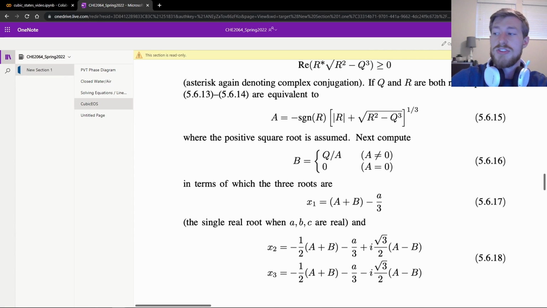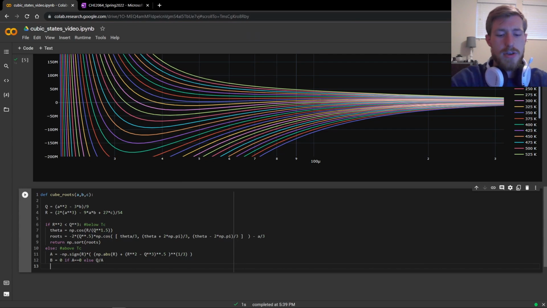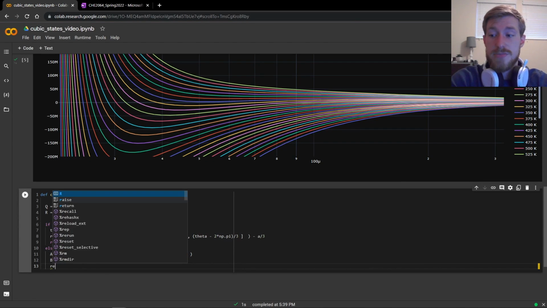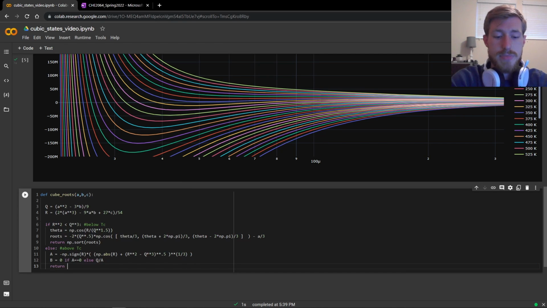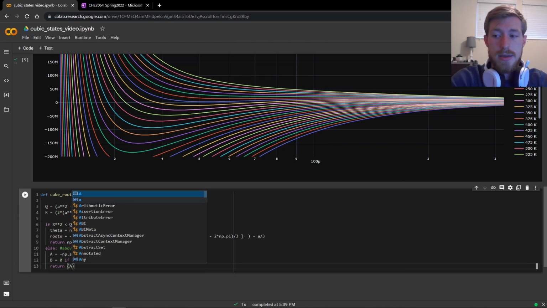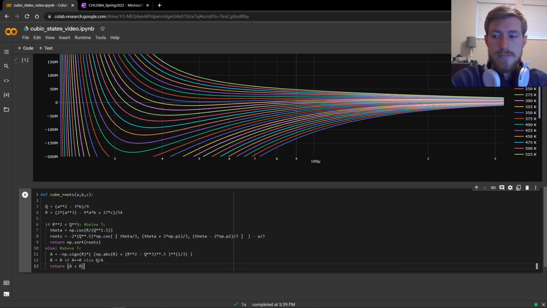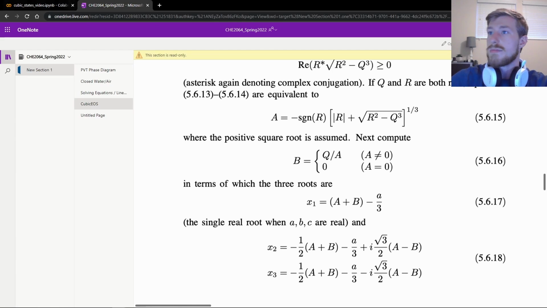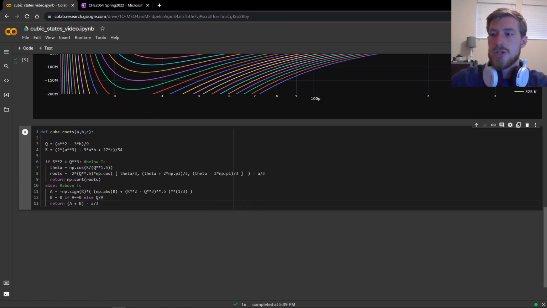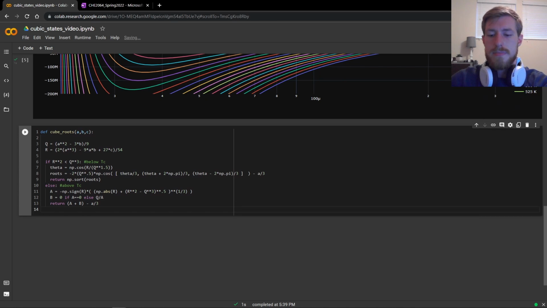So now all we have to do is calculate our singular root. So our root is going to be a plus b minus a over 3. So we can just return this straight away as well. Return a plus b minus lowercase a over 3. And everything should match up. So if we back out of here and close this, it should have no errors. Yes, that's wonderful.